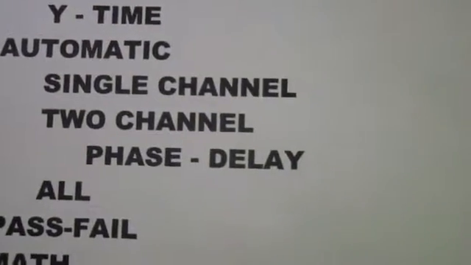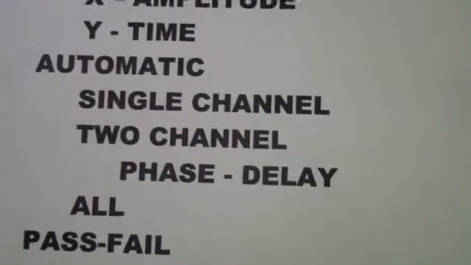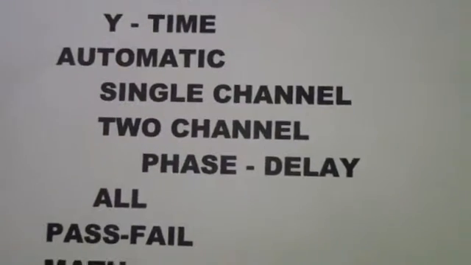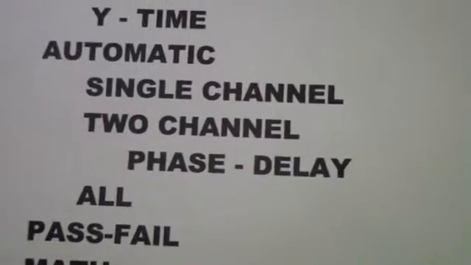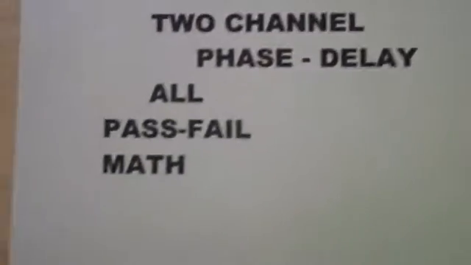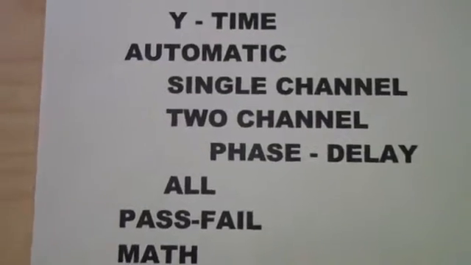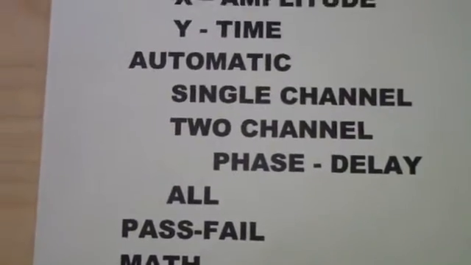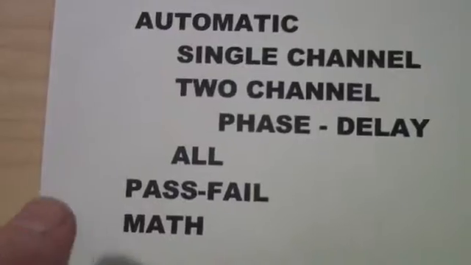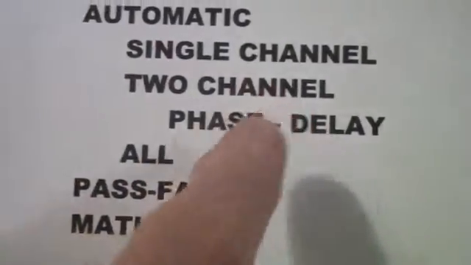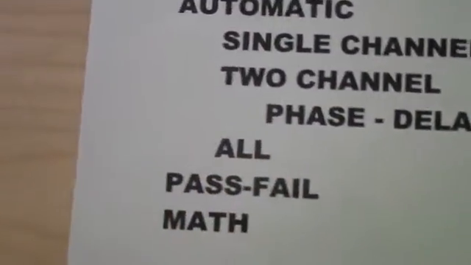Those measurements sometimes work on a single channel and in a few cases work on two channels, usually when you're measuring phase or delay. They often have an all measurement automatic function, which basically does all of the measurements. Now, generally the all does not include two channel. It's usually just on one channel.